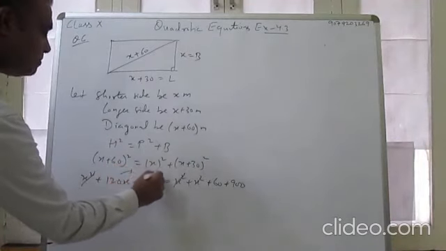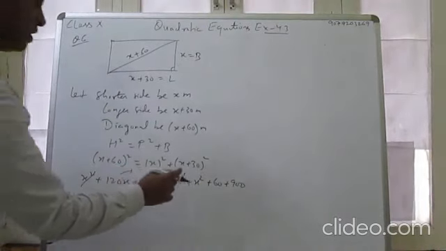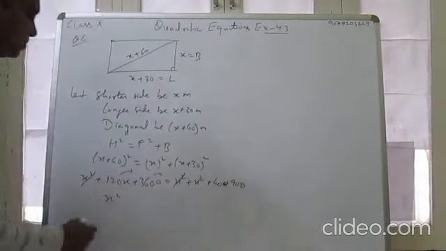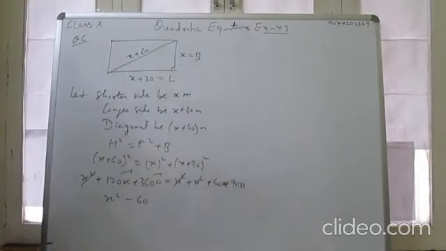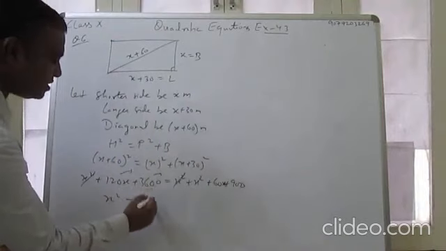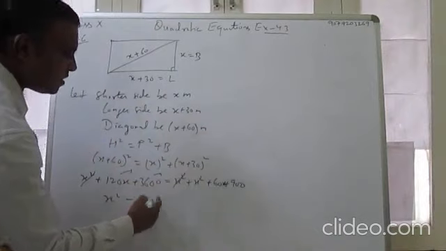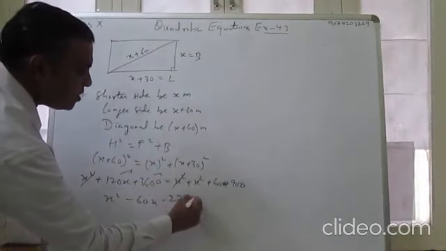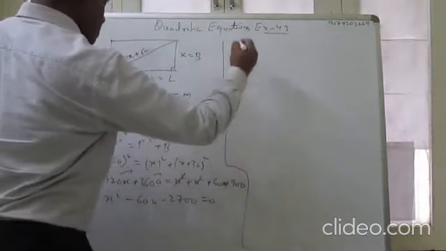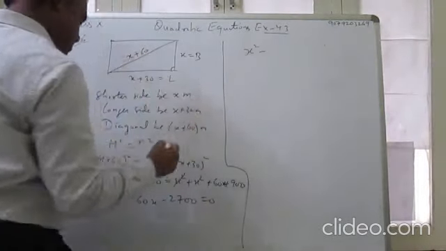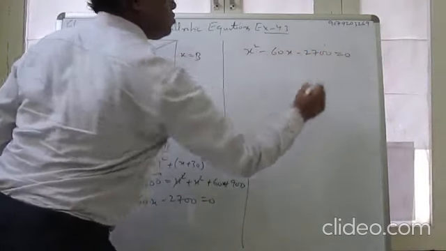Transpose this to that side. So it is x square, and 60x, so minus 60x. 120 minus 60 becomes plus 60x, and the sign is minus, so minus 60x. Now 3600 goes over, 900 is subtracted: minus 2700 is equal to 0. So this is the equation: x square minus 60x minus 2700 is equal to 0.